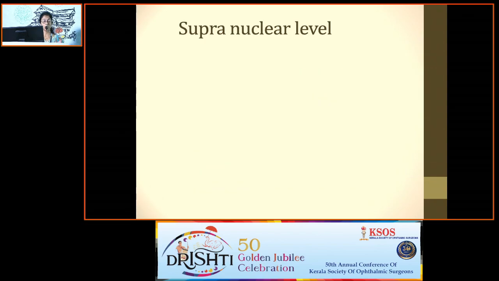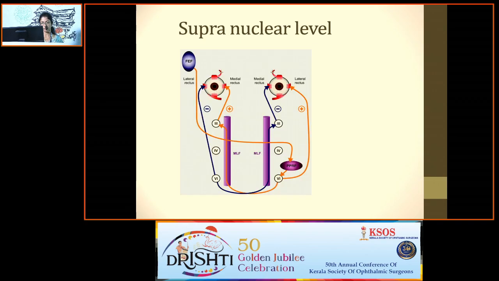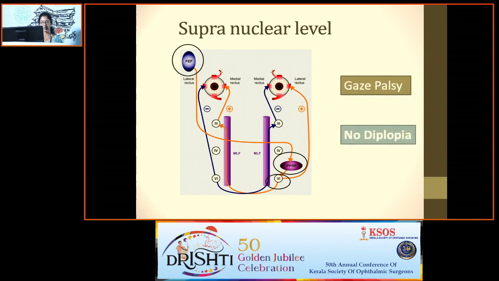The most proximal area where an abduction deficit can occur is the supranuclear level. It can be at the frontal eye field. From the frontal eye field, neurons pass to the contralateral PPRF, and from the PPRF to the sixth nerve nucleus. From the sixth nerve nucleus, neurons pass to the ipsilateral lateral rectus and the contralateral medial rectus through the MLF. Lesions in the frontal eye field, PPRF and sixth nerve nucleus will usually cause a gaze palsy, and usually there is no diplopia. But as Dr. Sandhya told, if there is an asymmetry, that can also cause diplopia.